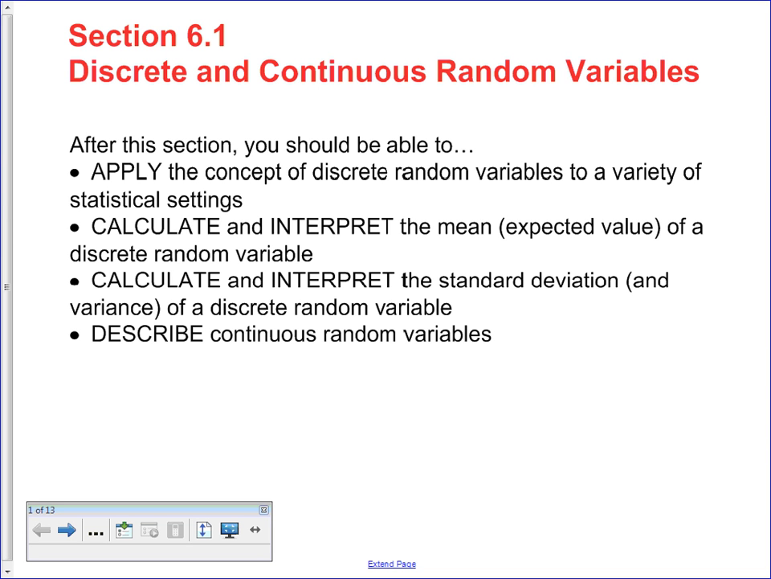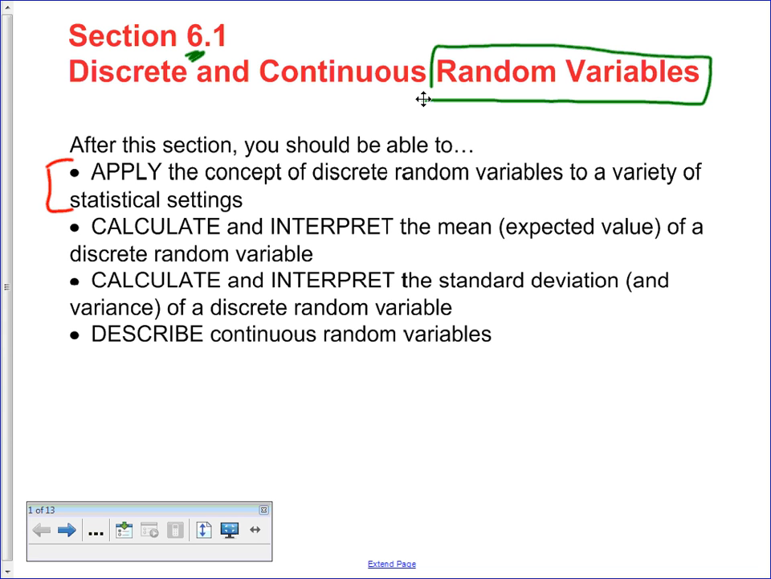Welcome to our next unit. It's going to be on random variables. It's going to correspond to chapter 6 in your textbook. So the first section of this, we're going to be talking about continuous and discrete random variables. And these are the things we're going to learn.